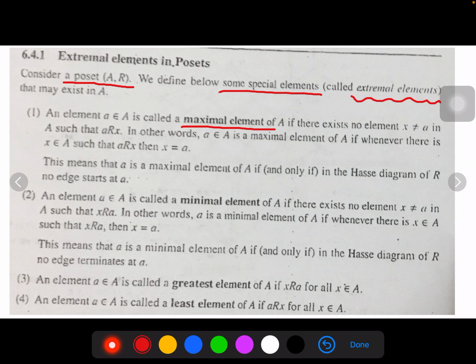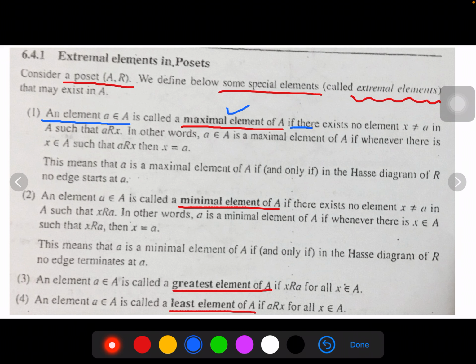A maximal element of A, a minimal element of A, a greatest element of A, and a least element of A in the poset (A, R). We'll see the definition of a maximal element now. An element a from A is called a maximal element of A with the following condition.